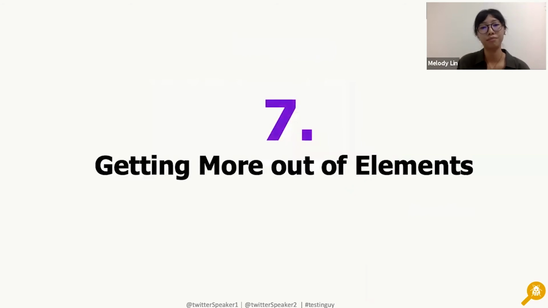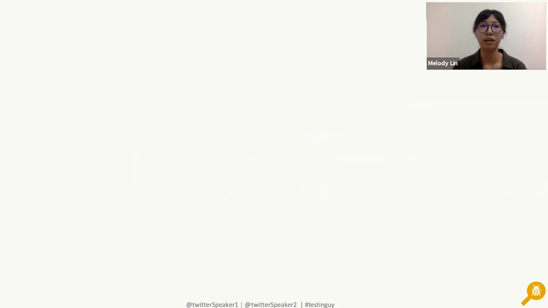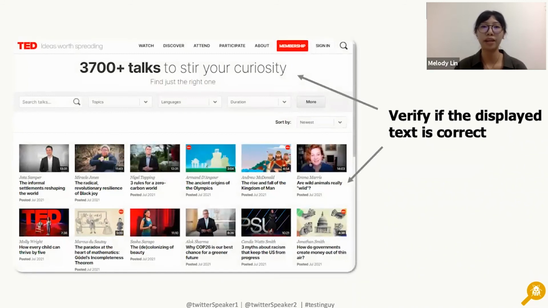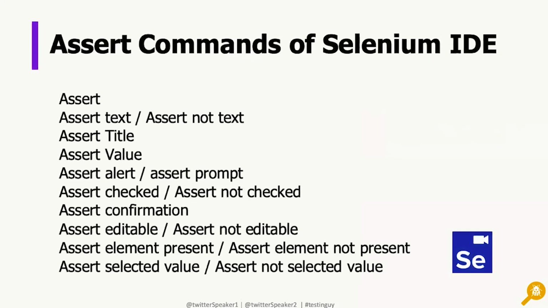This is called getting more out of elements. So what do I mean by getting more out of elements? I think that one of the most important parts of the testing process is to verify if the displayed output is correct. Like this title on the website, whether it's the big title or all these small titles of the video, we want to see if this displayed output is correct. And to do this, we will use the assert and verify commands in Selenium IDE, as they are listed right here. So you can assert the element, text, title, or the value, like you see on this list.